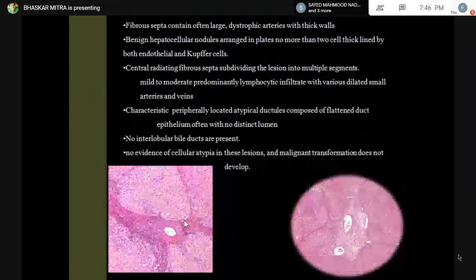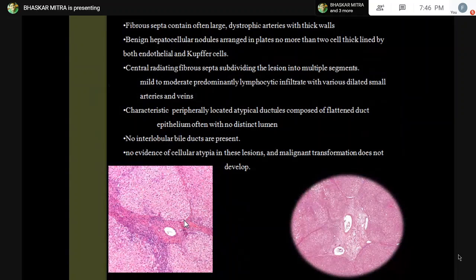Now, when we see the microscopy, we cut the sections and we can see the stellate scar, and the center of the scar usually contains large dystrophic blood vessels, most commonly dystrophic arteries with thick walls. Now, in these benign hepatocellular nodules, there is still a scar and radiating fibrosis from this central blood vessel, dividing the whole surrounding liver parenchyma into multiple segments like this.